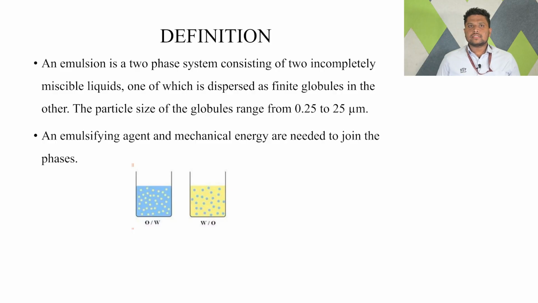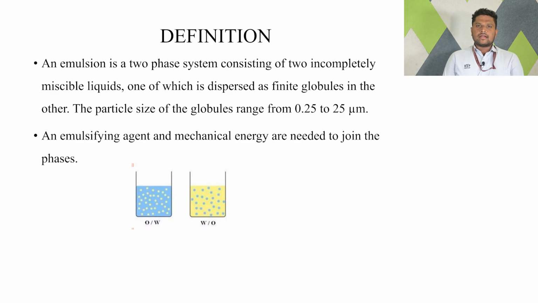One of which is dispersed as finite globules in the other, meaning one phase may be a liquid or it will be oil. They form finite globules when they are combined with each other. The particle size of the globules ranges from 0.25 to 25 micrometers. An emulsifying agent and mechanical energy are needed to join these phases.